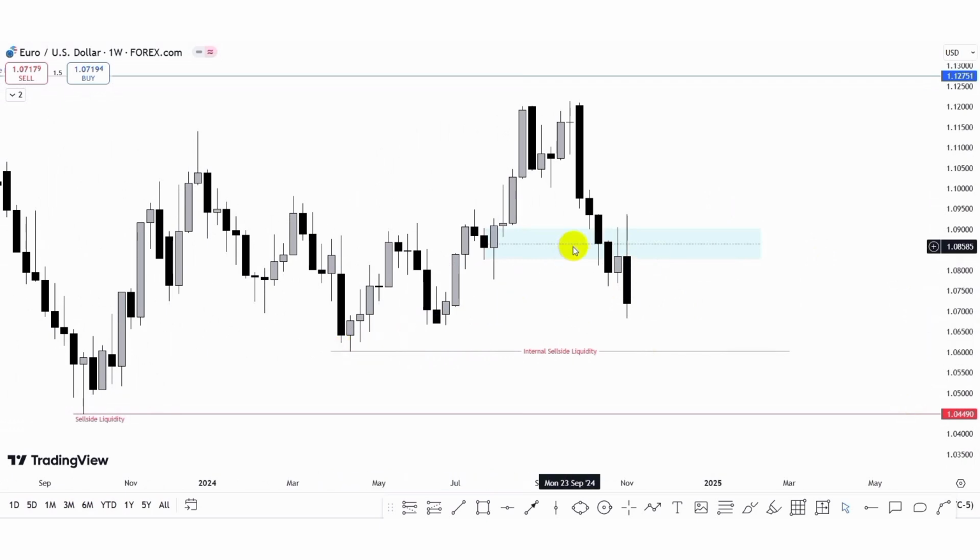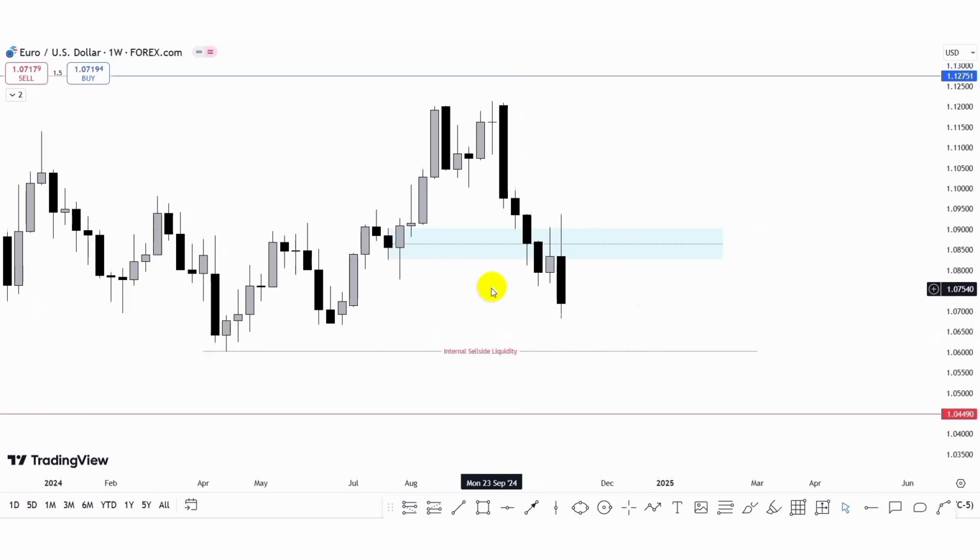So until we see that the DXY actually breaks the swing low we identified, then we can begin to consider that the Euro USD would actually become bullish. But we are still expecting bearish momentum to the downside in the Euro USD to take out our internal sell side liquidity. Price took out this swing low point.